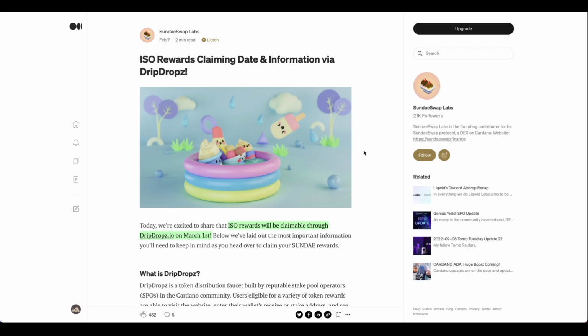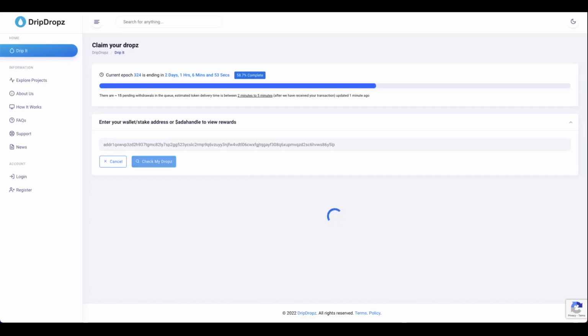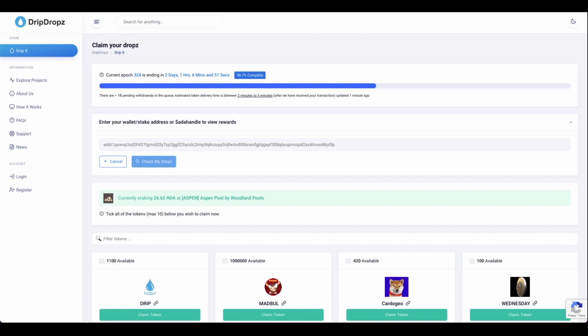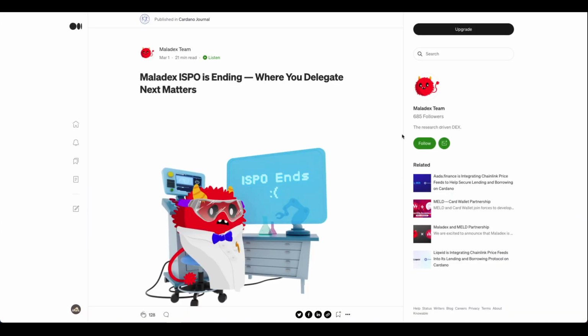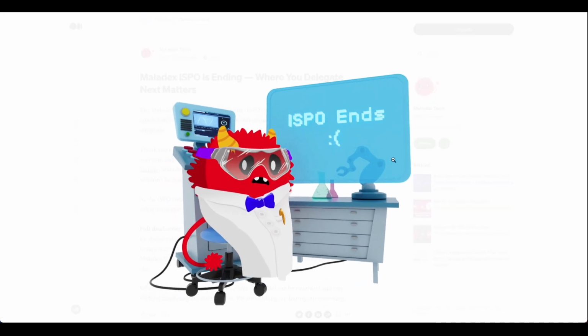Sundae Funday is upon us. You can now claim your SundaeSwap ISO rewards. And at the end of this month, the Maladex ISPO is coming to a close as well. So with both SundaeSwap and Maladex wrapping up their ISOs, let's not forget that where you delegate next matters. Let's take a look together in the weekly report.